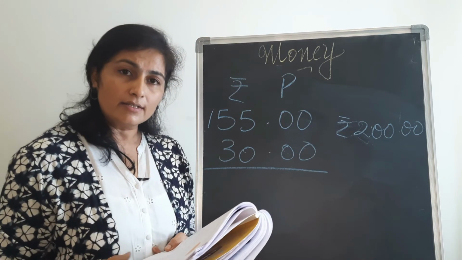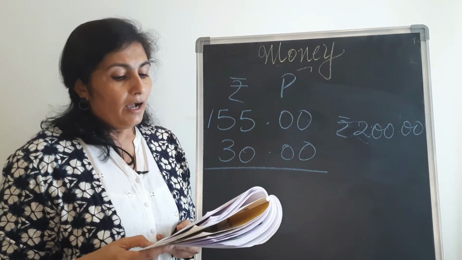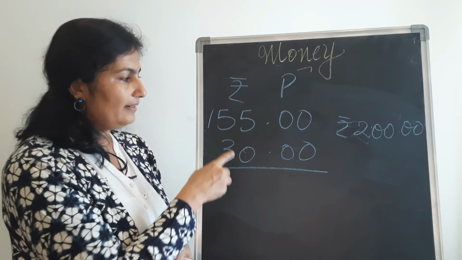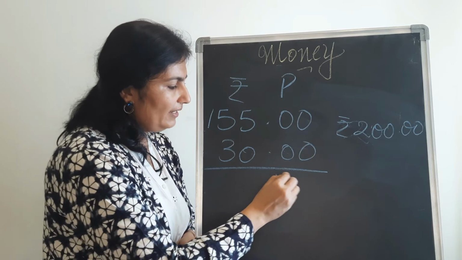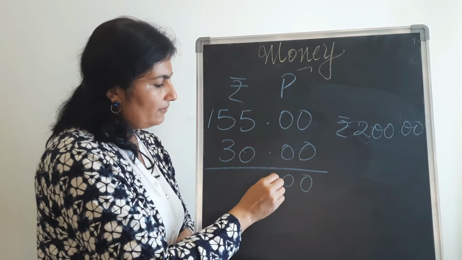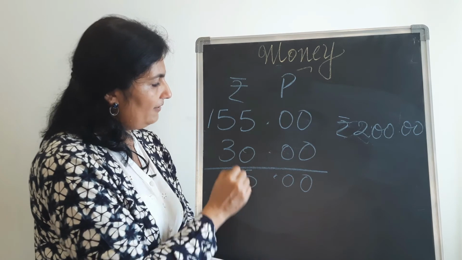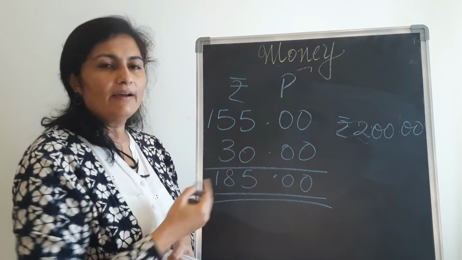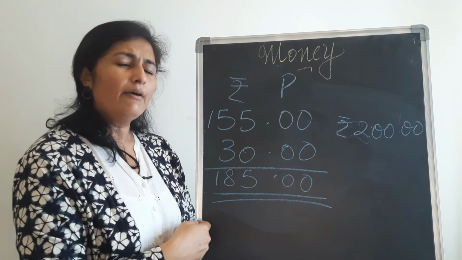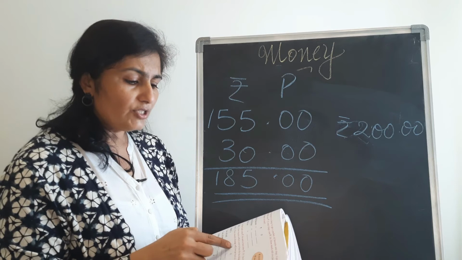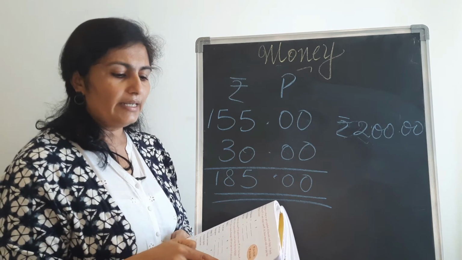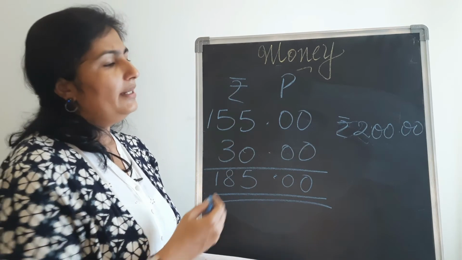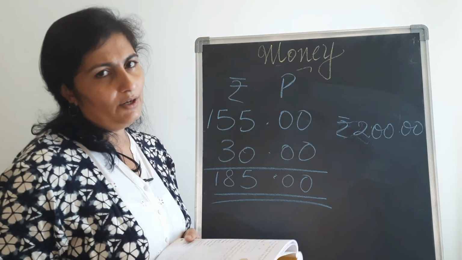So what is the word problem? How much will it cost to buy the bat and the ball? So let's add the bat and the ball's cost. 0, decimal, 5, 5 plus 3 is 8 and 1. So 185 is the amount for these. Now, how much money do you have? How much change will you get back if you buy only a ball? This is the amount of the bat and the ball. Now you have 200 rupees.